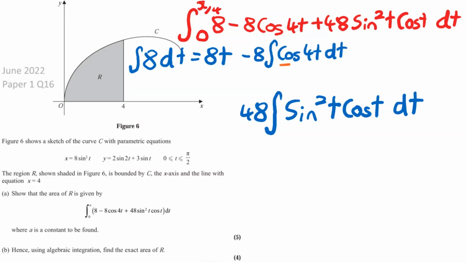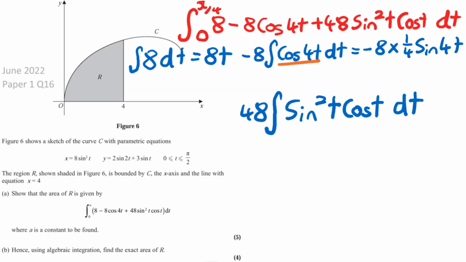If we then focus on integrating this minus 8 cos 4t, I've taken the minus 8 out of the integral like this here. If we integrate cos 4t, we've talked about how to integrate this in this chapter already. When you integrate cos, you get sin, so it's going to be sin 4t, but you also need to divide by the coefficient of t, which in this case is 4, so it's going to be 1 over 4 sin 4t.